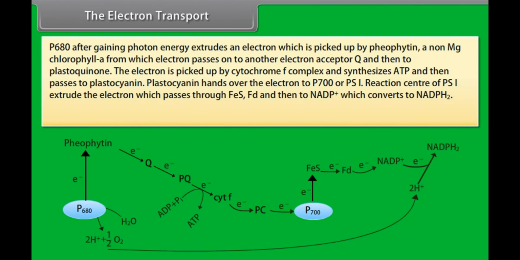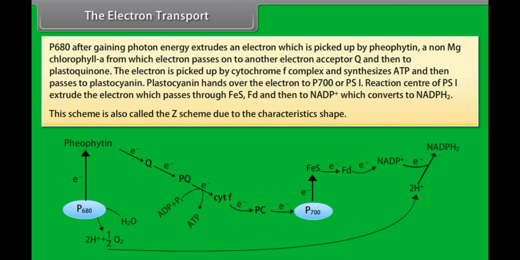The electron is picked up by cytochrome F complex and synthesizes ATP and then passes to plastocyanin. Plastocyanin hands over the electron to P700 or PS1. The reaction center of PS1 extrudes the electron which passes through FeS, Fd and then to NADP+, which converts to NADPH2. This scheme is also called the Z scheme due to its characteristic shape.